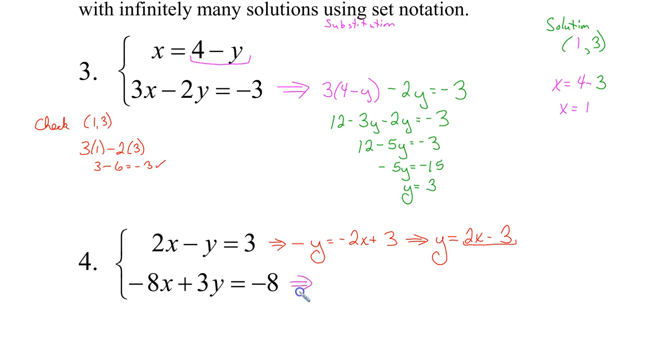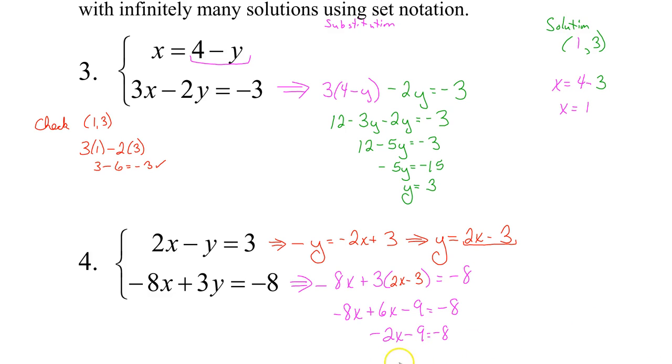So my second equation is going to become negative 8x plus 3 times, and this is where I'm going to substitute my y value in, is equal to negative 8. So in place of that y, I'm going to drop in my expression 2x minus 3. Now I'm going to simplify my equation. So simplifying the left-hand side, negative 8x plus 6x minus 9 is equal to negative 8. Simplifying further, I have negative 2x minus 9 is equal to negative 8.